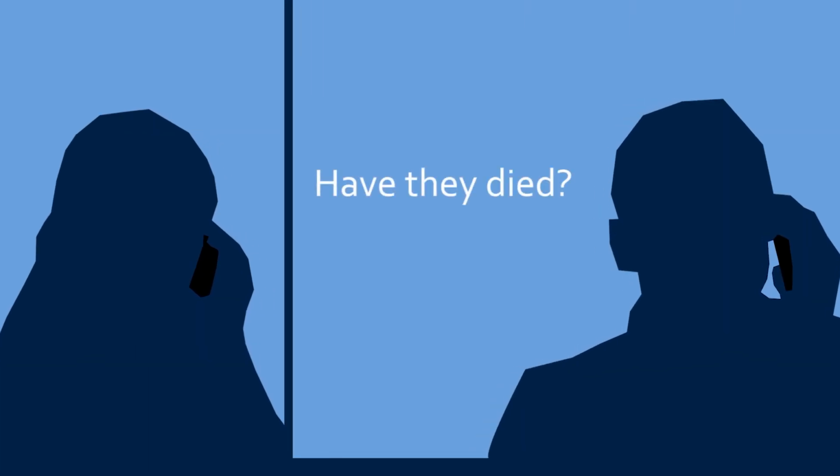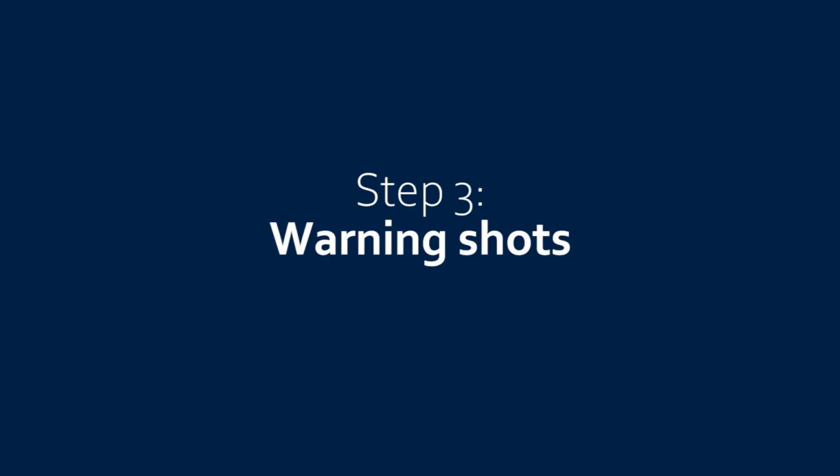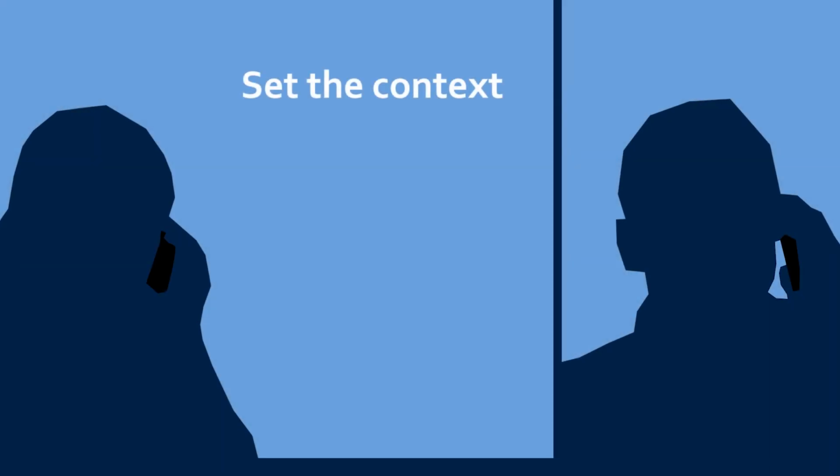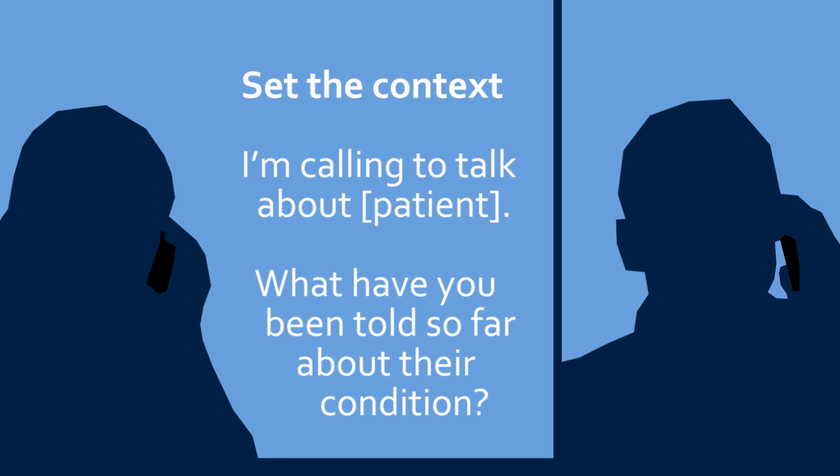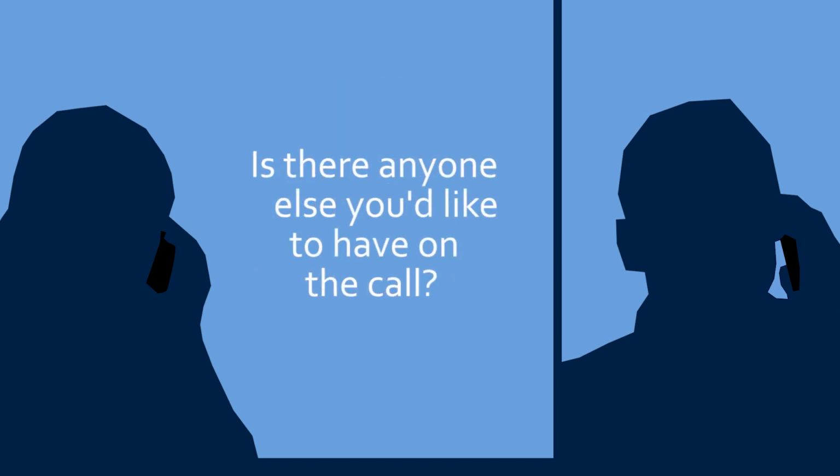If the person is very distressed, they may ask straight away if their relative has died, but don't rush into it. Just continue to the next step, the warning shots, which prepare the person for the news. Set the context for the call. I'm calling to talk about John. What have you been told so far about his condition? Is there anyone else you want to be in on the call?